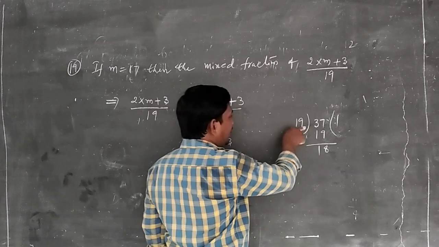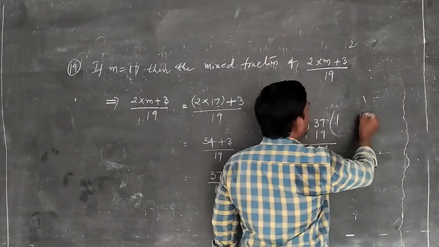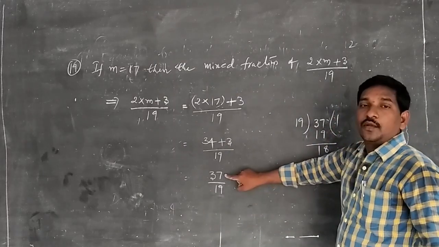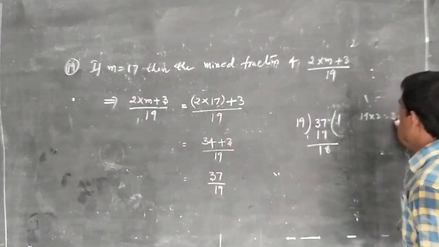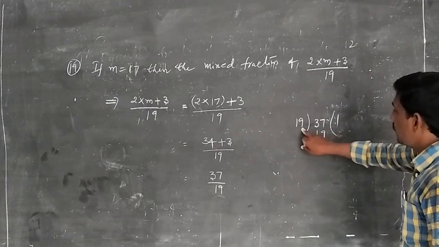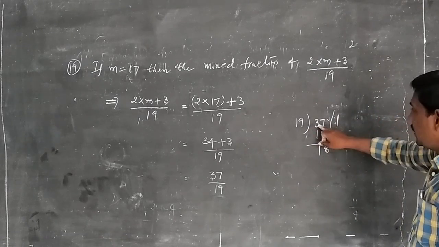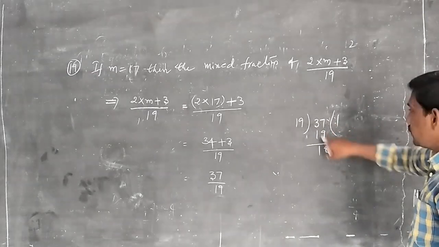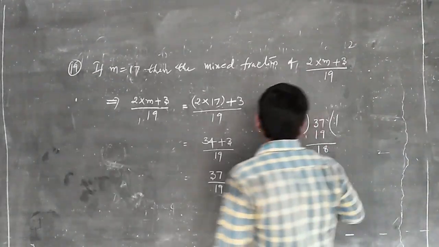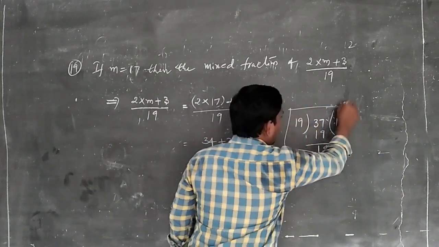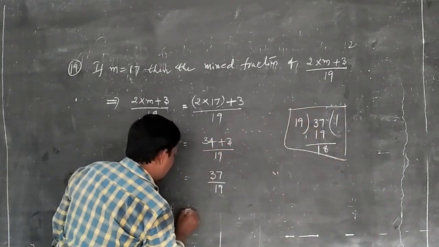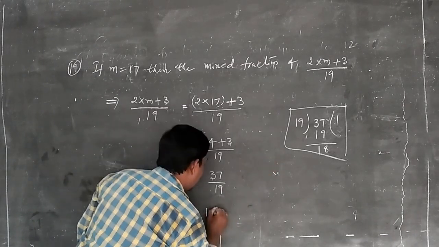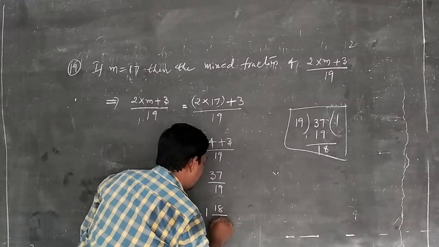So 19 table, take 2 times? 19 twos are 38. But here only 37 is there. So that's why take only one time. 19 ones are 19. So 17 minus 9, 8. 2 minus 1, 1. So this is the, now it should be a mixed fraction: 1 and 18 by 19.